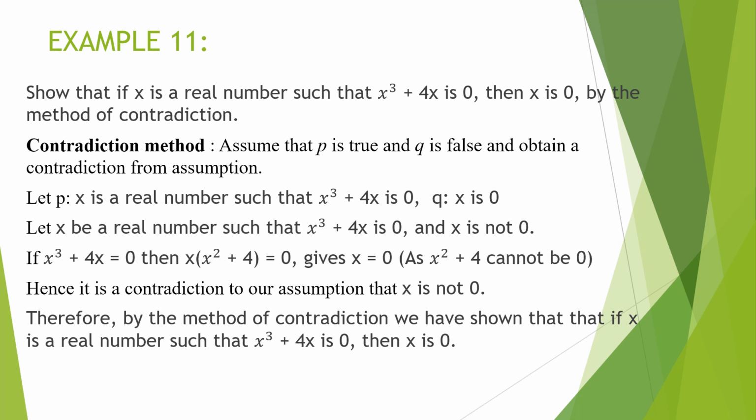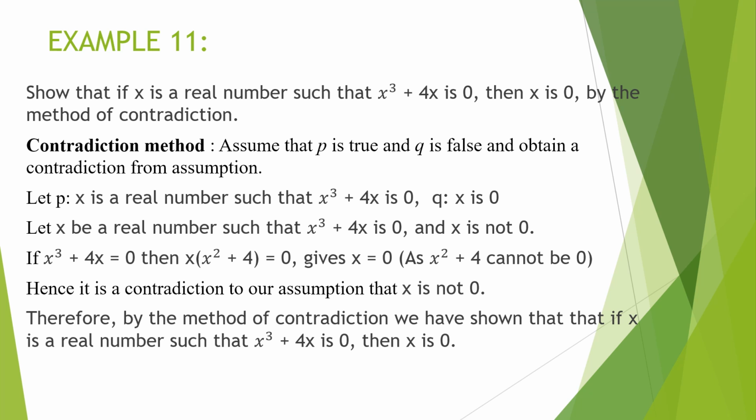So if I want to show if P, then Q is true, by this method what we do is we assume that P is true and Q is false. That means we are assuming that x is a real number so that x cube plus 4x is equal to 0. And we are also assuming that x is not equal to 0. Now x cube plus 4x is equal to 0. If I simplify it, it is x into x square plus 4 equal to 0. But we know, what does this mean? This means either x is 0 or x square plus 4 is 0. But x square plus 4 cannot be 0. So what is the possibility? X is equal to 0.